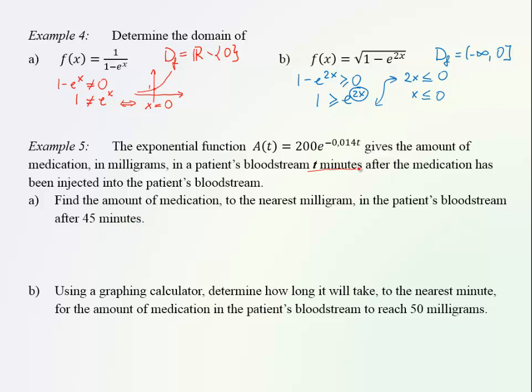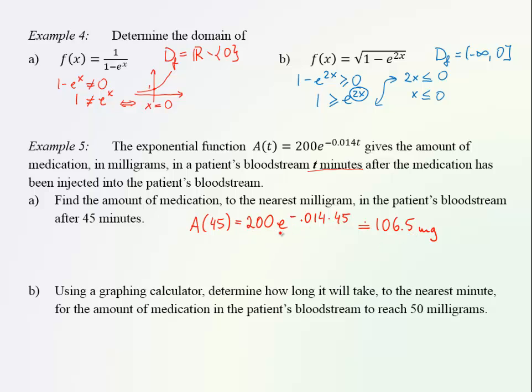T is in minutes. So we can just use the 45 instead of t and evaluate what a of 45 is. 200 times e to the negative 0.014 t, and t is 45. And this can be calculated by calculator, so this is approximately 106.5 milligrams. Please check on your own.